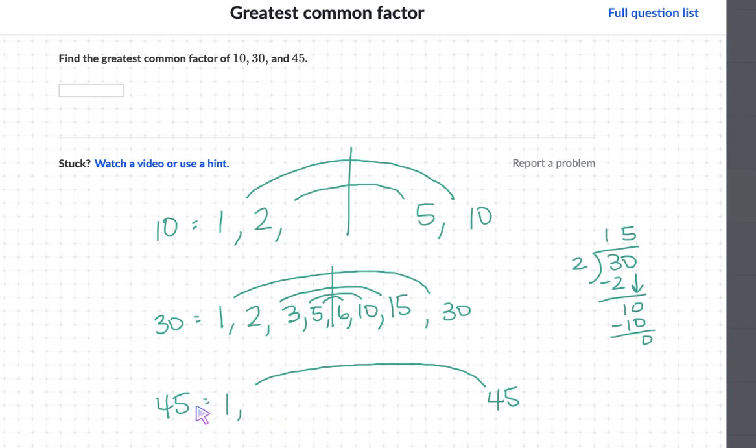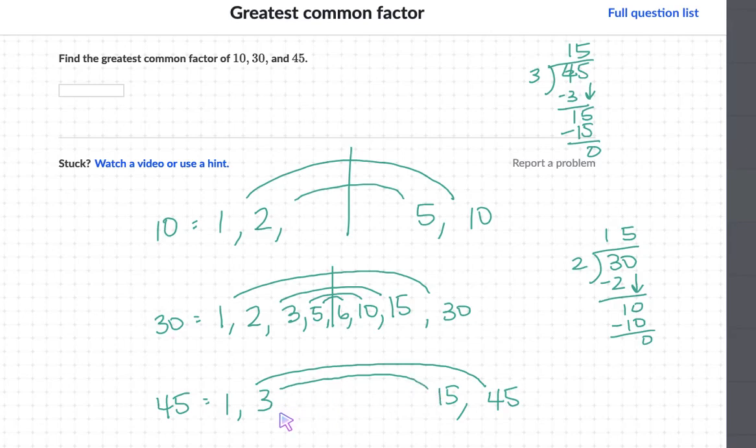2. 2 can't go into 45 because it's not an even number. So we got to try 3 now. Let's see, does 3 go into 45? 1 time, remainder of 1, bring down the 5. 3 goes into 15 5 times for a remainder of 0. So 3 and 15, connect those.